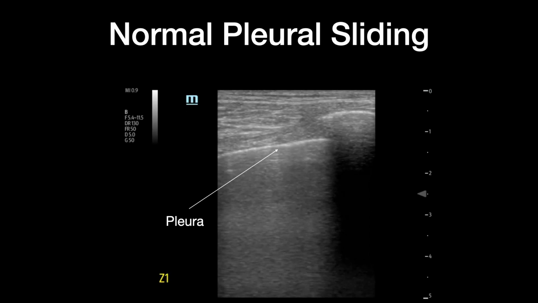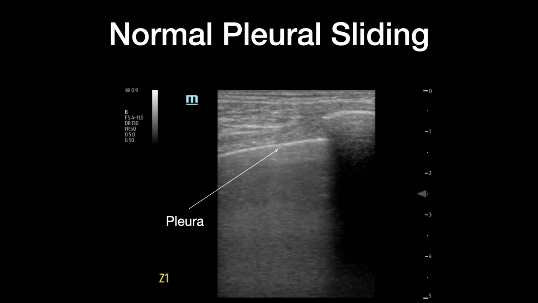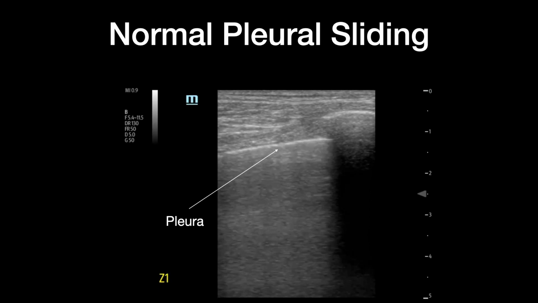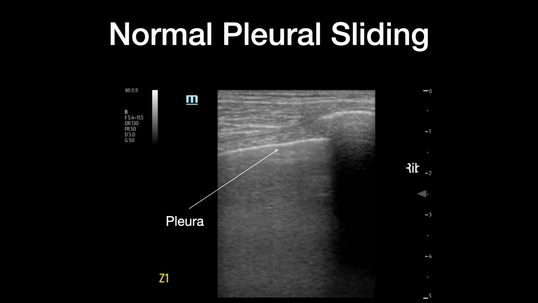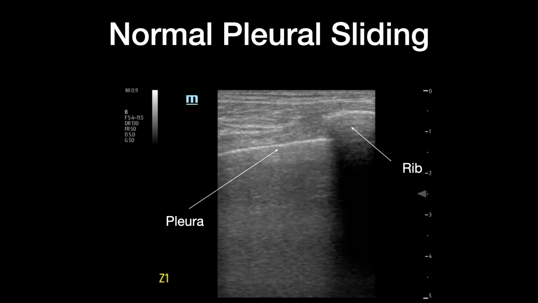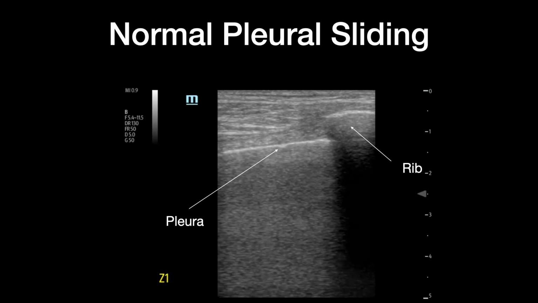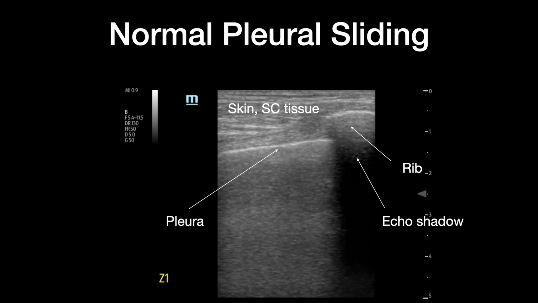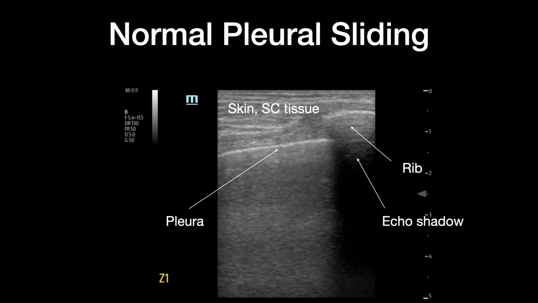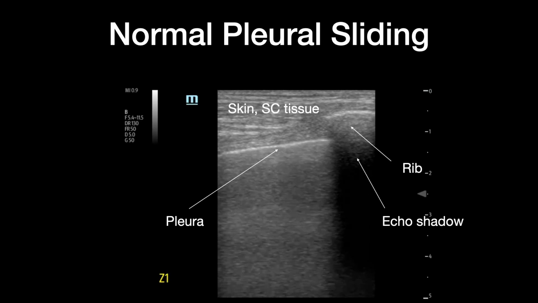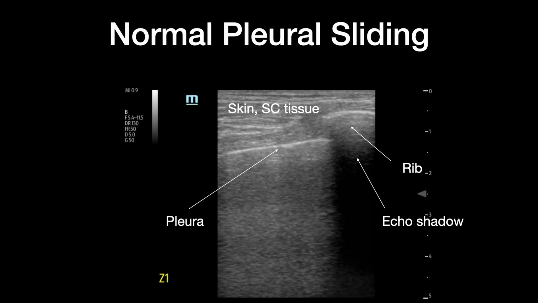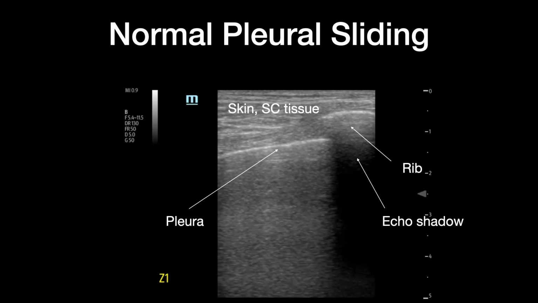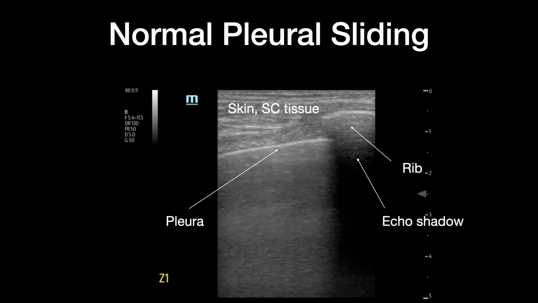Everything below the pleura is an artifact, so it's not a real structure. You can see some reverberation below the pleura, which is equivalent to the A lines. Then, for context, we have a rib and its echogenic shadow, as well as the skin and subcutaneous tissue. To evaluate the pleura, the best probe is the linear array if you are looking for specific disease of the pleura.